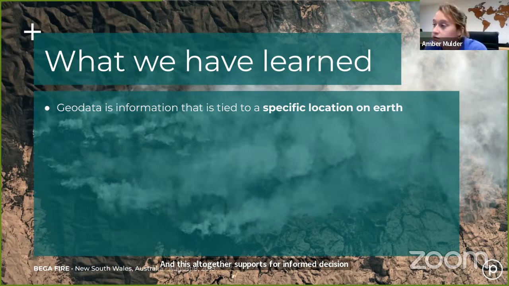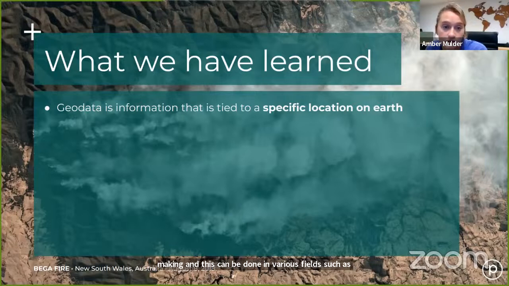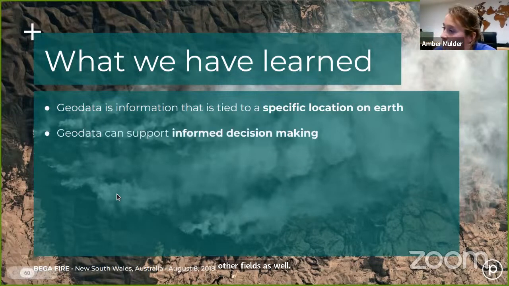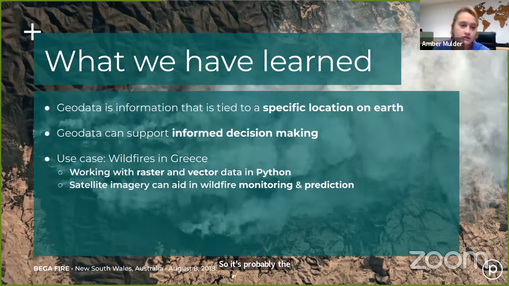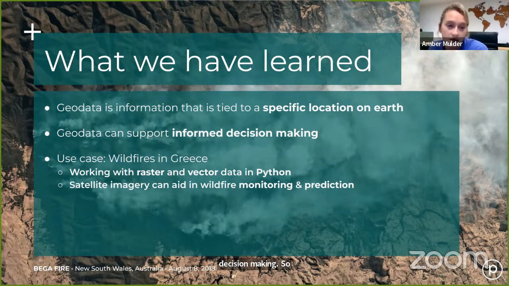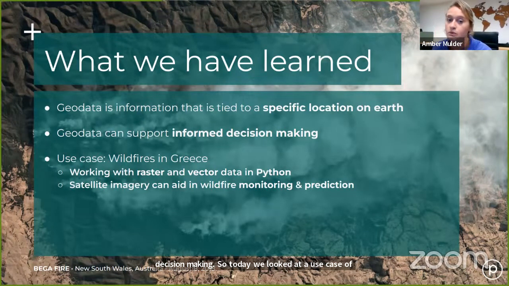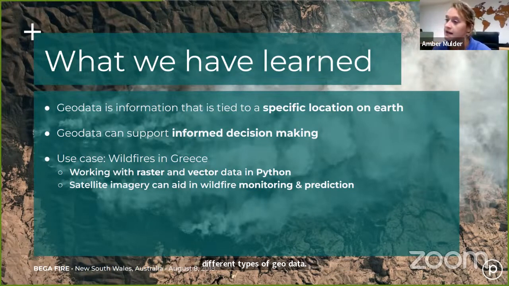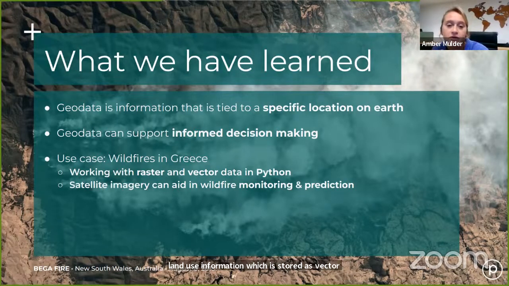And this can be done in various fields, such as urban planning, disaster management, as we saw today, but also environmental conservation, or many other fields as well. So that's probably the second bullet point. Yeah, informed decision-making. So today we looked at a use case of wildfires in Greece, and we saw that with the use of geospatial Python libraries, we could actually work with different types of geodata. Satellite imagery, which is stored as raster data, and land use information, which is stored as vector data. And this allowed us to analyze the impact that the fire had on our area.